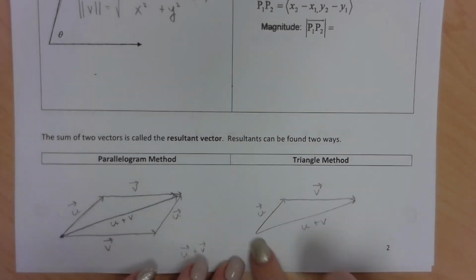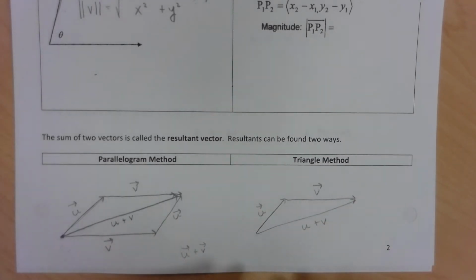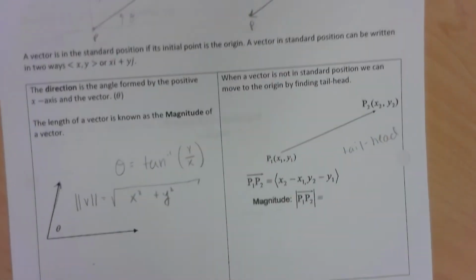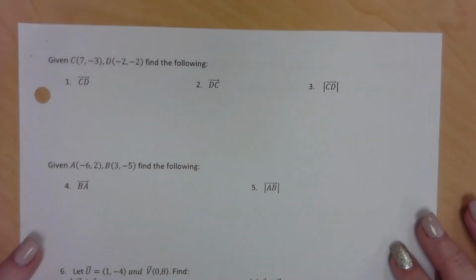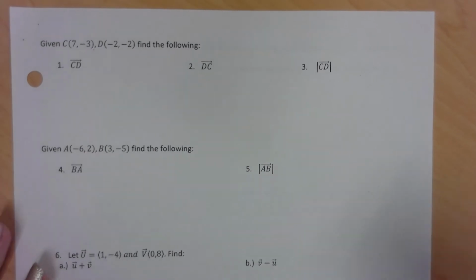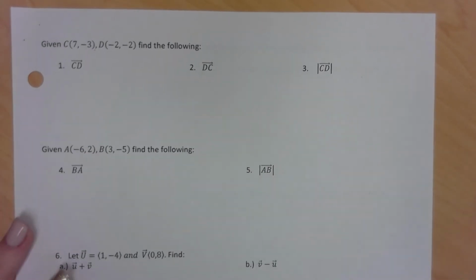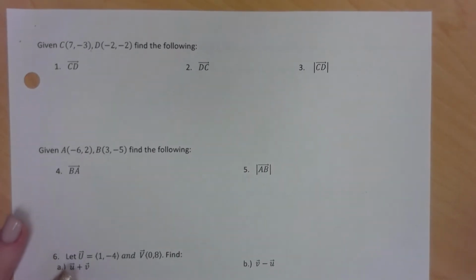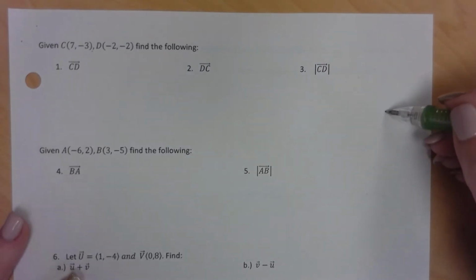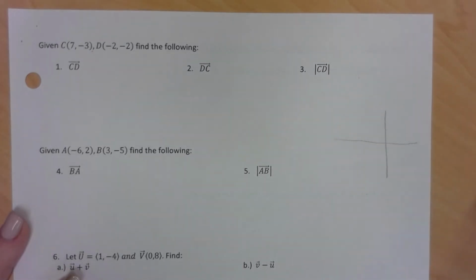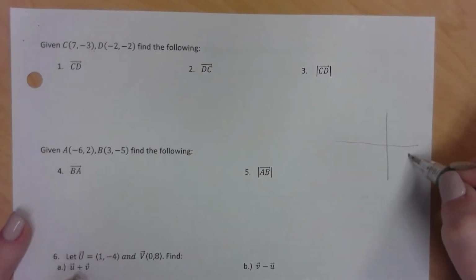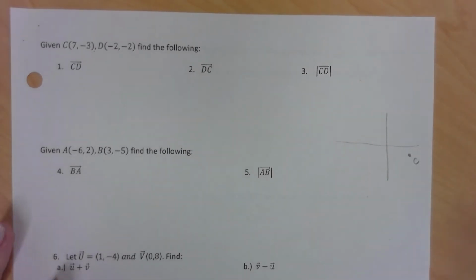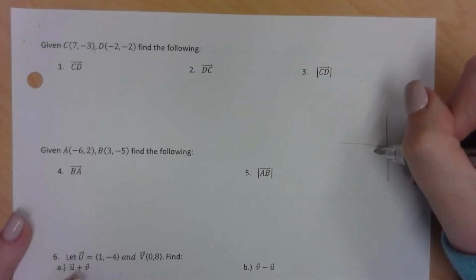So like I said, this is just to kind of help us visualize how vectors are added, but not algebraically how we add vectors. So let's go into some of the algebra here. So in this problem, it says that we were given c, which is (7, -3), and d, which is (-2, -2). So if we were to have a little picture here of what's going on, we have a point C, which is at (7, -3), so maybe that's about here, and then d, which is at (-2, -2).